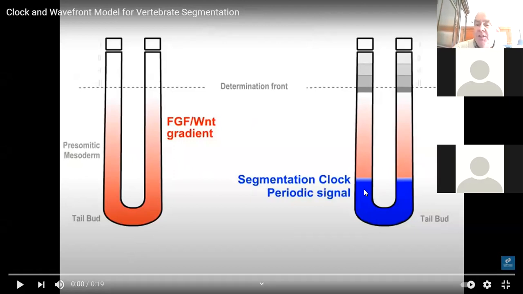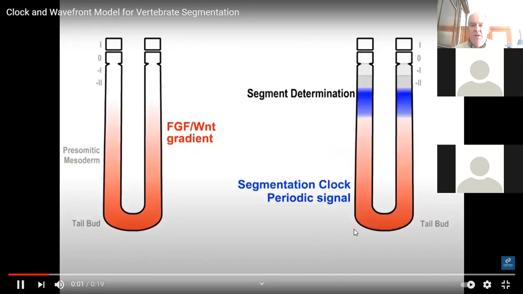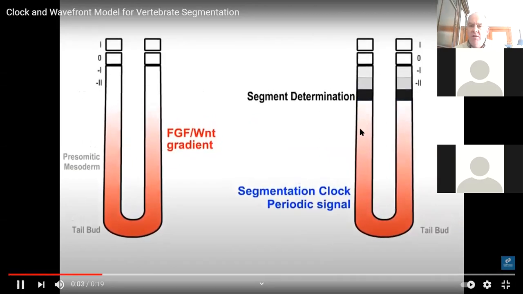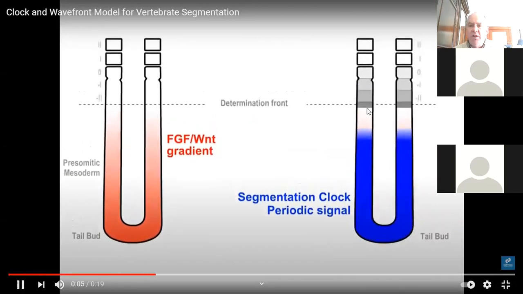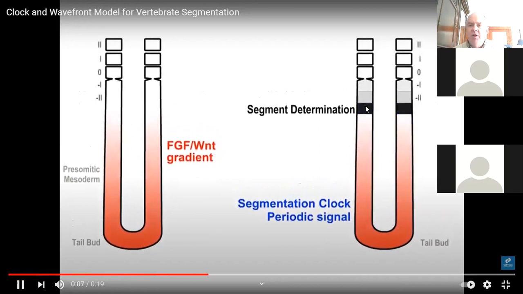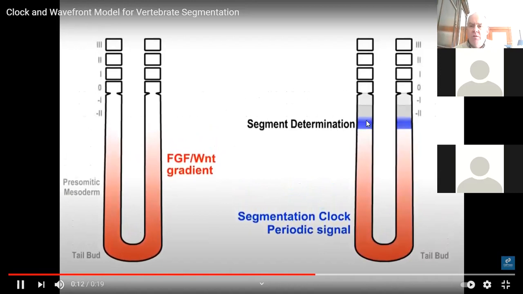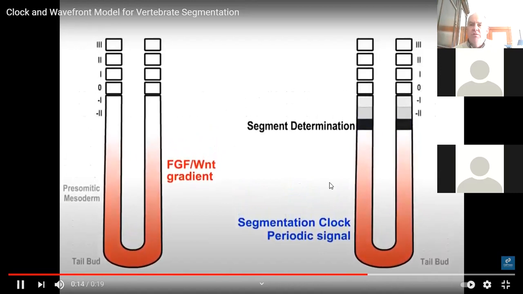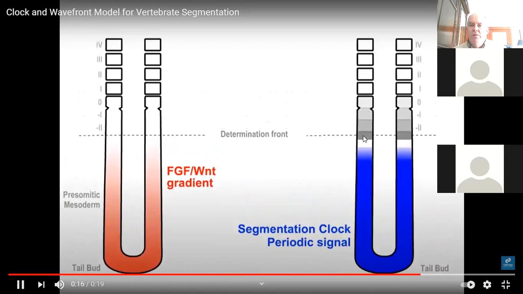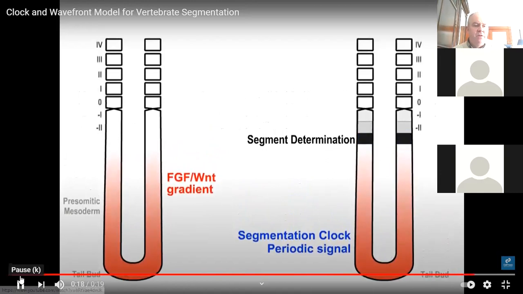This is a wave of gene activation that goes up through the presomitic mesoderm until it hits this, and then it stops, and then it starts over again. So let's watch this. Every time the beginning of a blue cycle hits that determination wavefront, boom, you get a new segment. New wave, new segment. New wave, new segment. Okay, let's just watch that again.